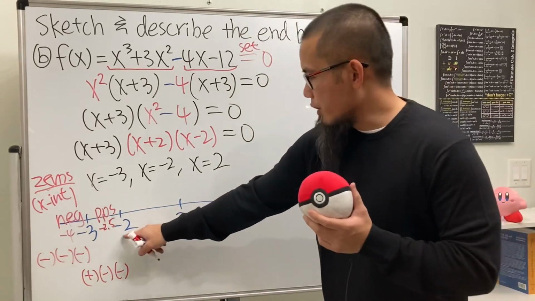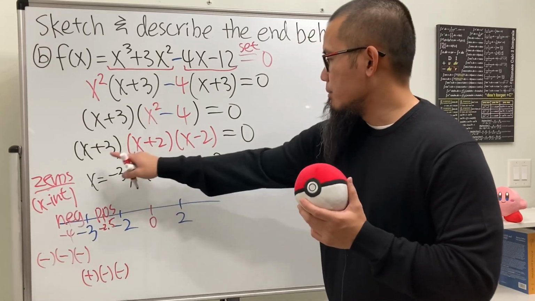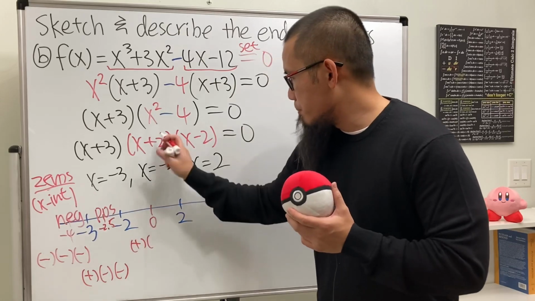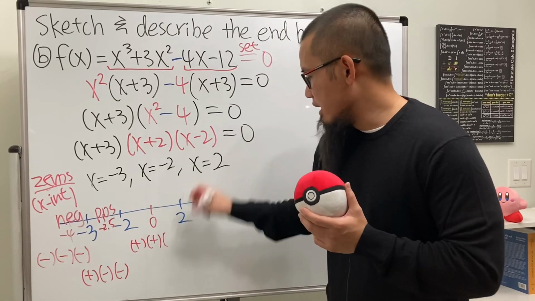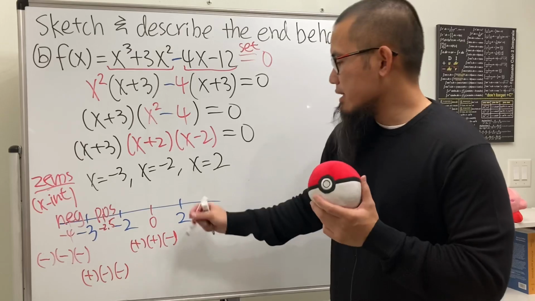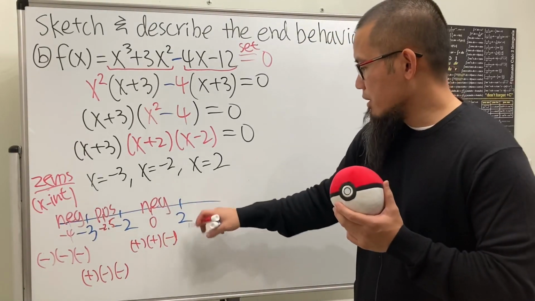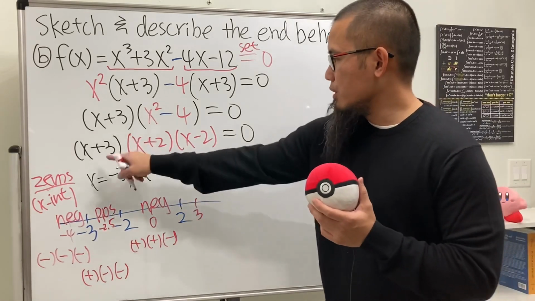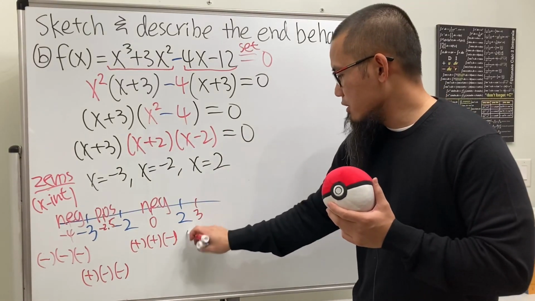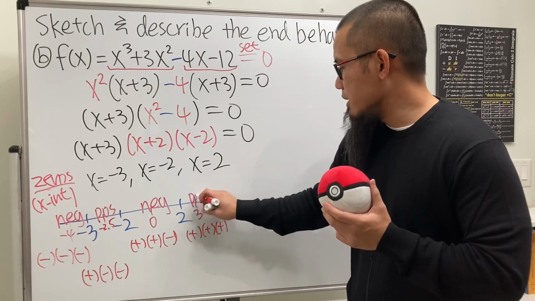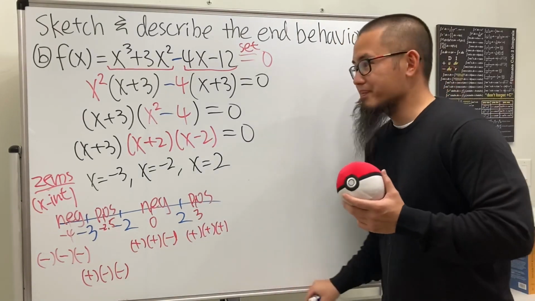And then pick a number from here to here, let's say 0. And then put it here, put it here, put it here. So we get positive, positive, and then negative. Alright, so all in all, we get negative for that. And lastly, pick a number bigger than 2, let's say 3. And then put it here, put it here, put it here. We get positive, positive, positive. So, very nice. So the last piece right here is positive.